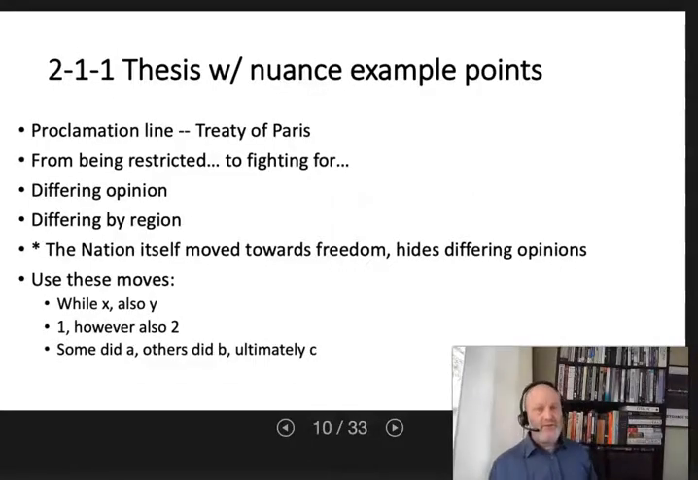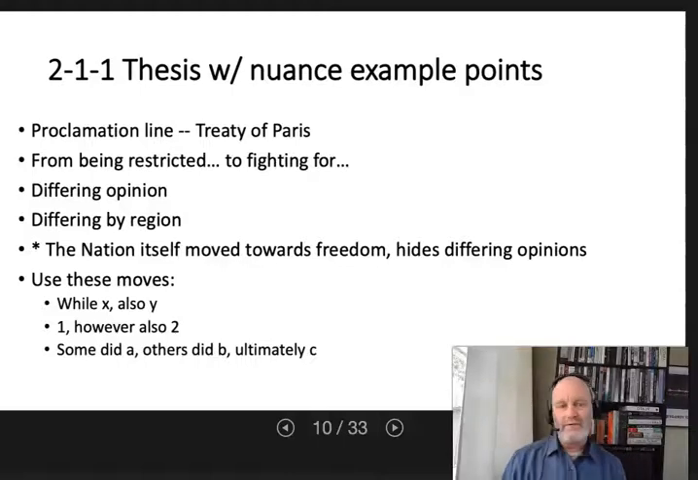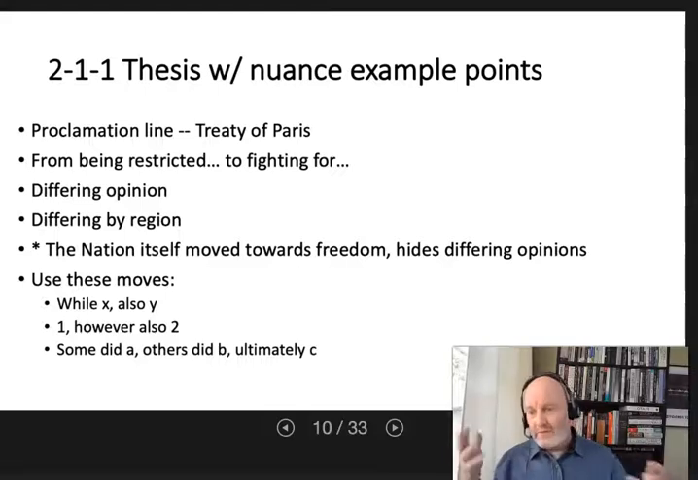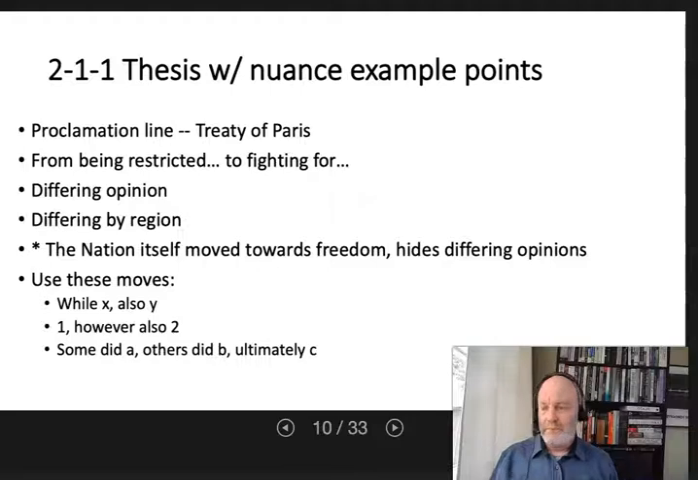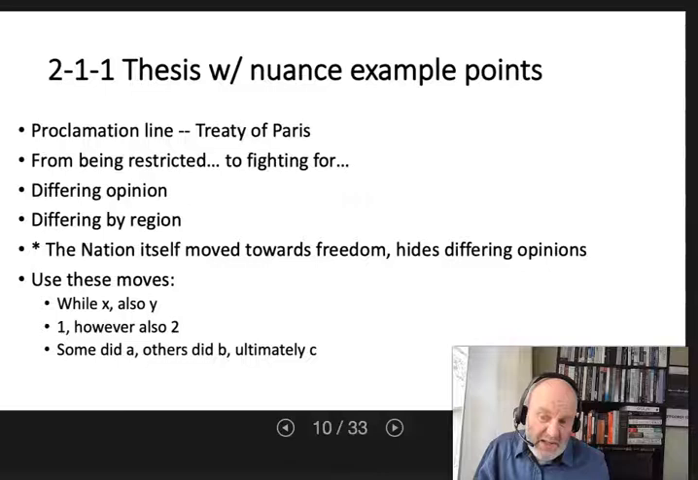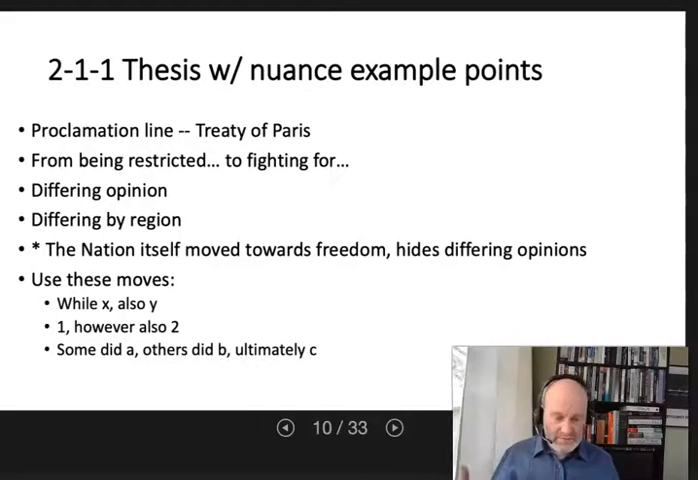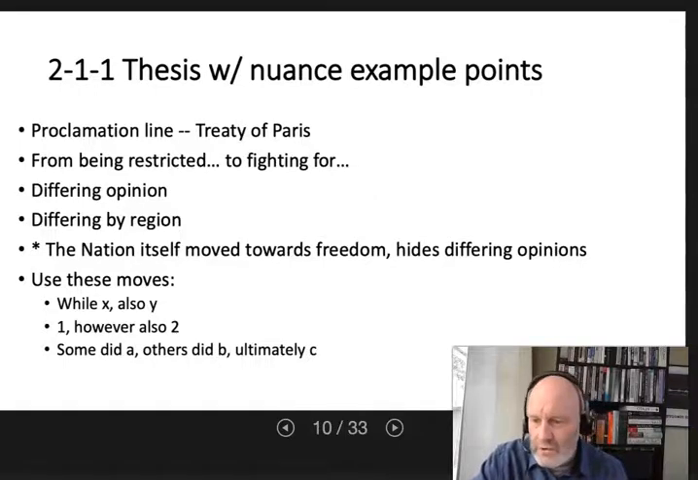So here are some examples that I have. Proclamation line, that's 1763. Treaty of Paris is '83. I forgot I even had this. From being restricted by the proclamation line, but fighting for independence, something, something, something. Some people were for, some people were against, differing opinions. I could also potentially make an argument about region. Well, New England was deeply influenced by Enlightenment thought and revolutionary zeal. The Southeast, with its Anglican majority and traditional values, was more aligned with the Loyalists, something.